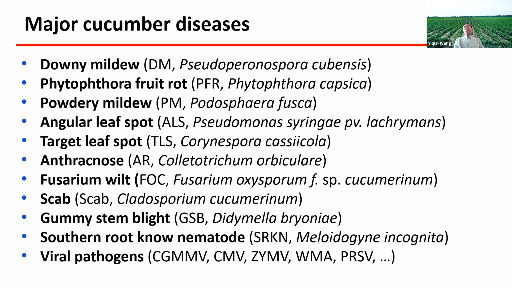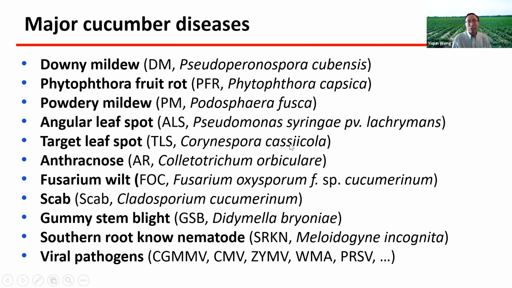Talking about the diseases, I think disease resistance has always been a top priority in many crops. For cucumber, and I think many other cucurbits, the major diseases include downy mildew, fruit rot, powdery mildew, angular leaf spot, target leaf spot, anthracnose, Fusarium wilt, scab, gummy stem blight, and also several virus pathogens. The priority really depends on the production system, which, like in the US, we usually practice open field production.